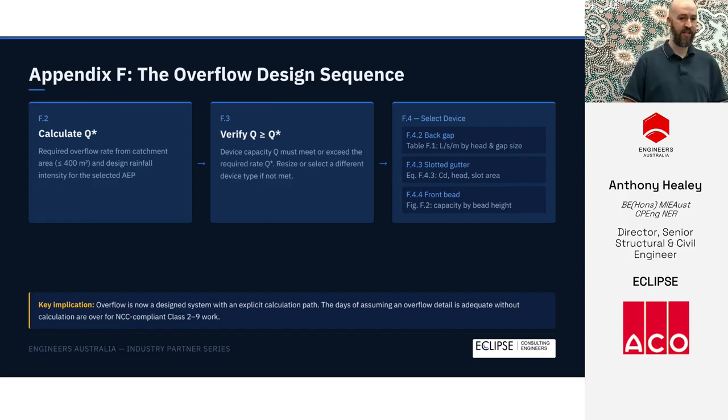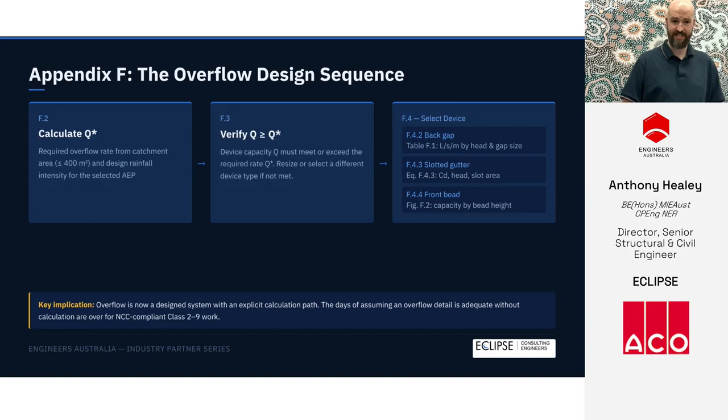I'll walk through the Appendix F overflow design and sequence because this is where the practical design work happens under the new normative requirements. The sequence has three main steps. Step 1, calculate the required overflow rate, which is denoted Q star. This is determined from the catchment area up to 400 square metres in size and the design rainfall intensity for the site at the selected AEP. Step 2, verify that your selected device's actual overflow capacity Q is greater than or equal to Q star. If it is not, resize or change device type.